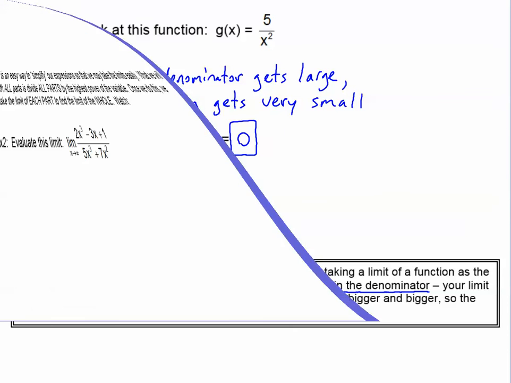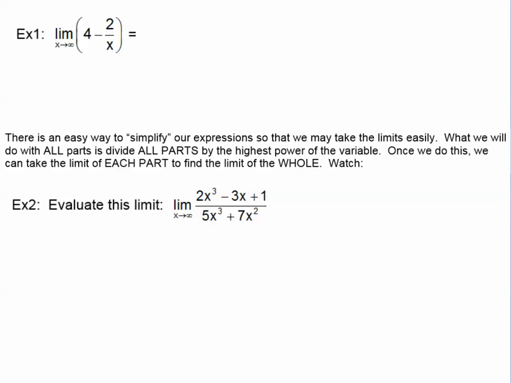And let's look at our example 1. We've got the limit as x approaches infinity of this quantity 4 minus 2 over x. Well, we can first use the properties of limits that we discovered in another lesson. The limit of this difference, we can separate those two things and talk about their individual limits. So the limit as x approaches infinity of 4 and the limit as x approaches infinity of 2 over x.